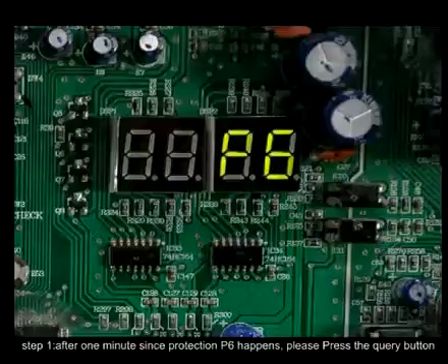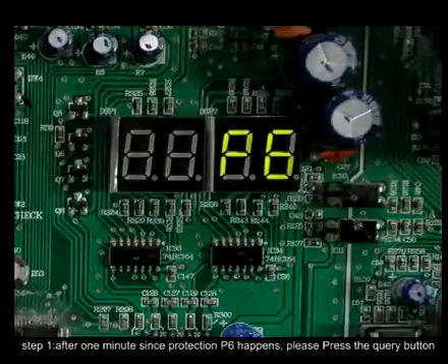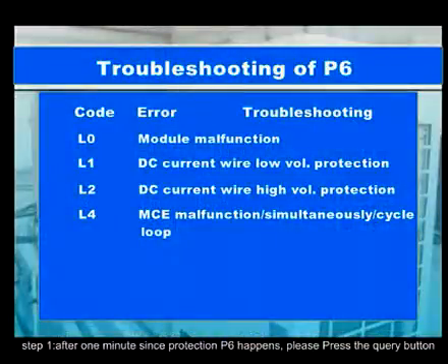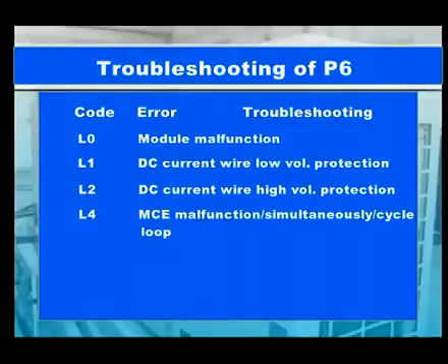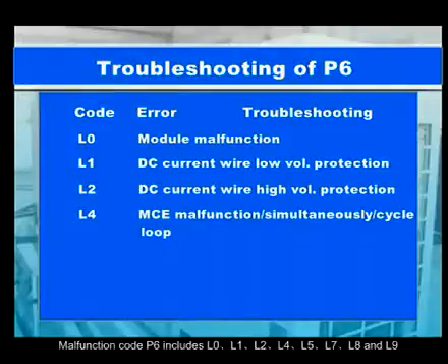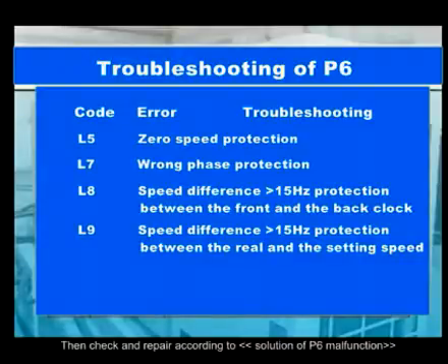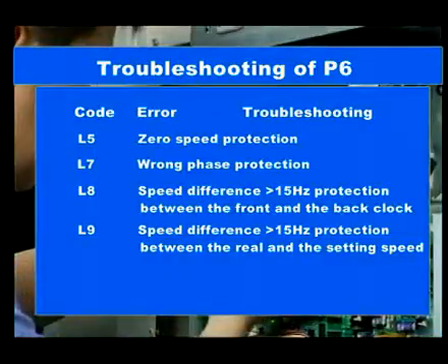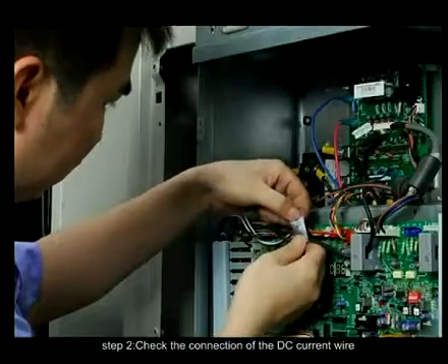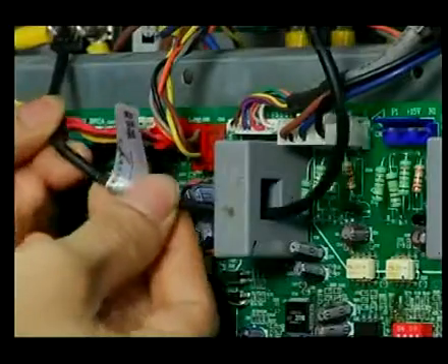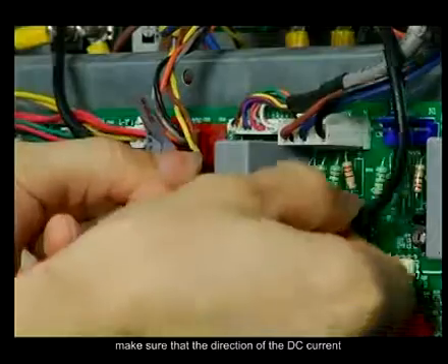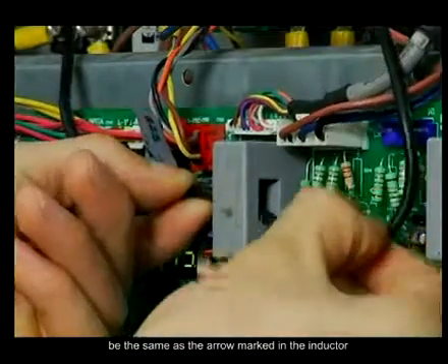Step 1. After 1 minute since protection P6 happens, please press the query button. Malfunction code P6 includes L0, L1, L2, L4, L5, L7, L8, and L9. Then, check and repair according to the solution of the P6 malfunction. Step 2. Check the connection of the DC current wire. Make sure that the direction of the DC current is the same as the arrow marked on the inductor.